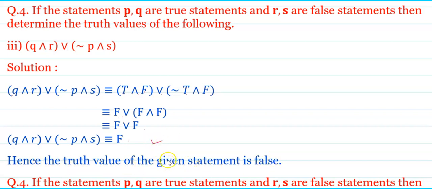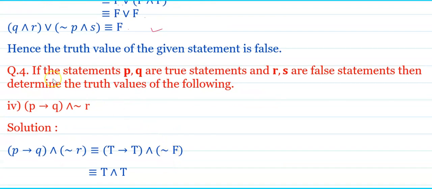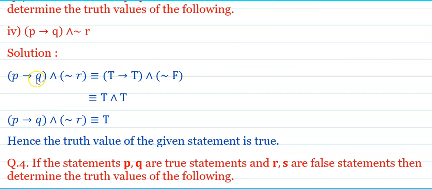Okay, easy, right? Next, question number 4. If the statements P and Q are true, R and S are false. Now we'll substitute the values. P implies Q and negation of R is equivalent to P and Q, which are true. T implies T, and in between is 'and'. Negation of R means what? Negation of F, which is true. T and T is T, and hence the truth value of the given statement is true.